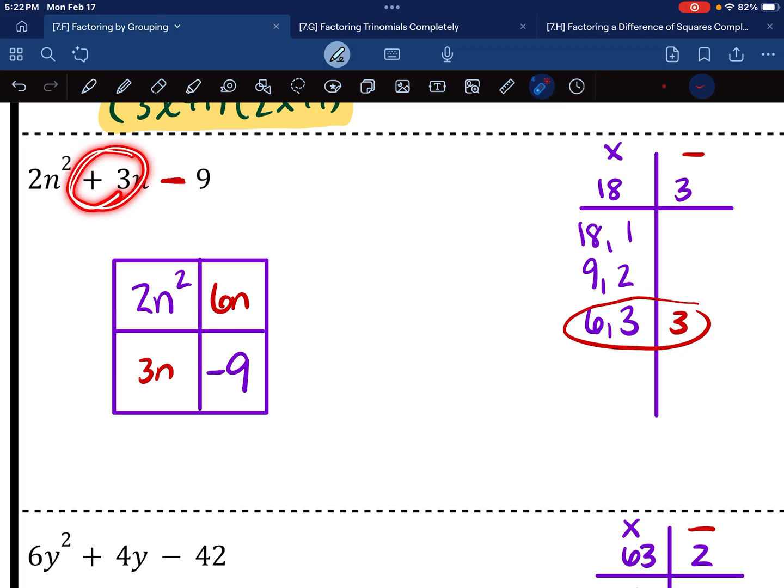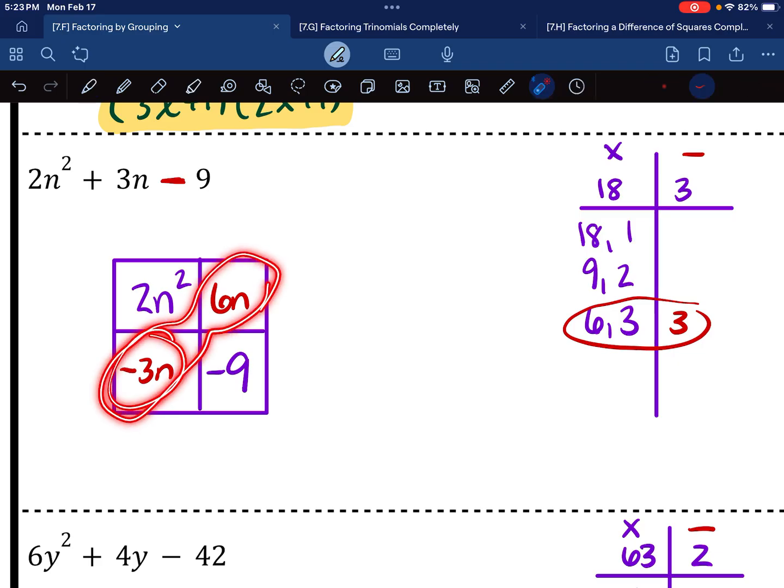Now, this is a positive 3n, so I know the bigger number out of these two has to be positive. I often call that the fall down sign because it falls to the bigger number. But to get a 3n as my output, this 3n has to be negative so that when they combine, 6 minus 3 makes that 3. And that's just the same old goodness.